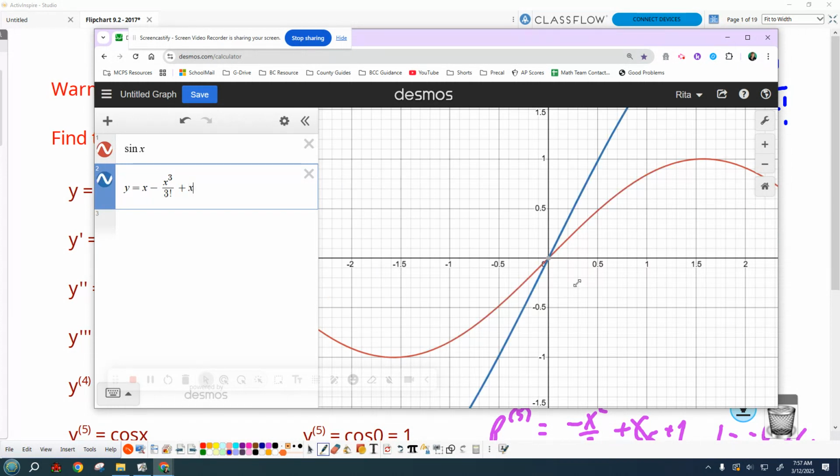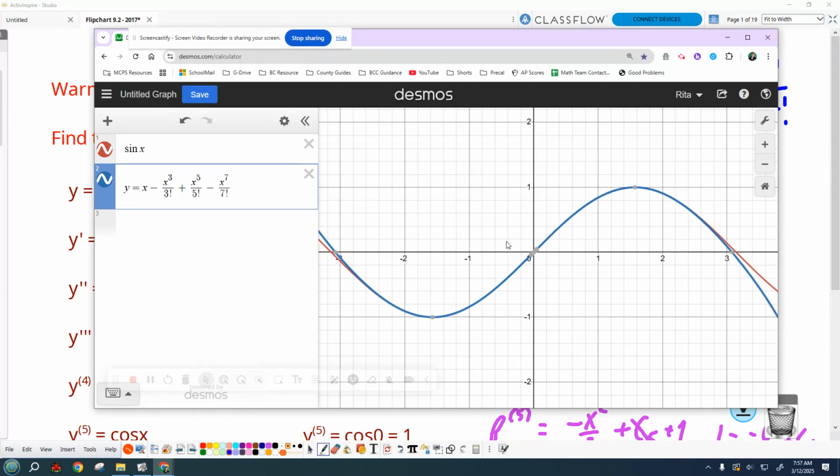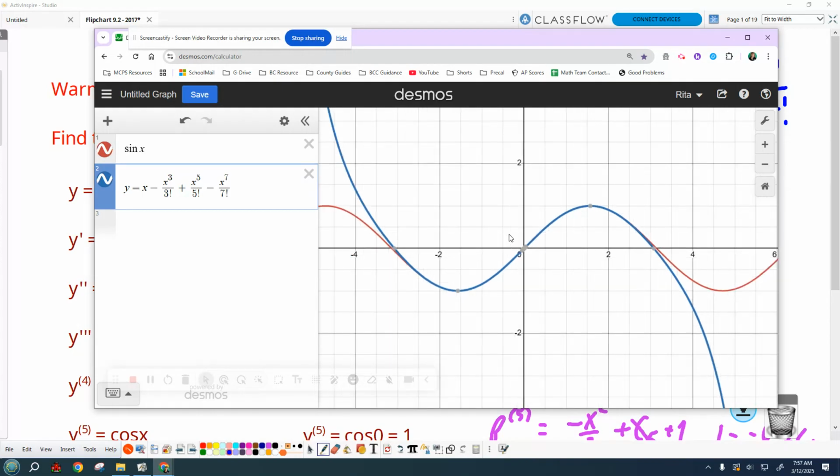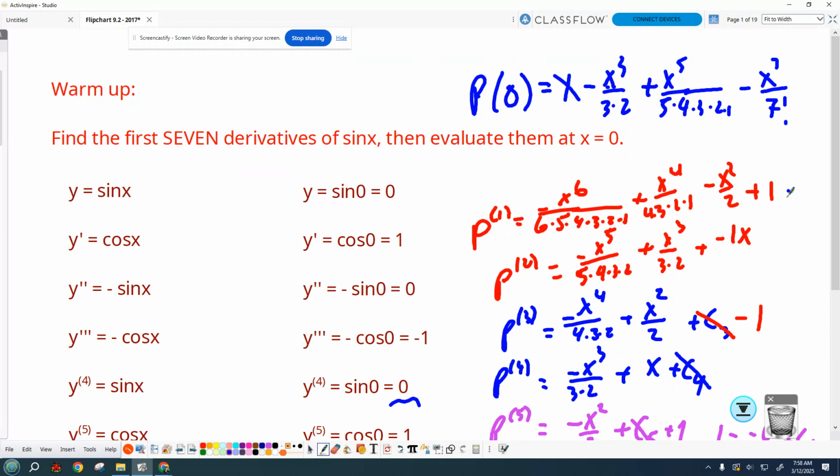Then we had plus x to the 5th divided by 5 factorial. And then we did one more, and it was -x to the 7th over 7 factorial. And now we're off the screen. It is accurate that far. So did I create a polynomial that wraps around to become sine? Yeah, okay. So, Max, was choosing to do 7 derivatives just arbitrary? If you do more, it gets more accurate? Yep.